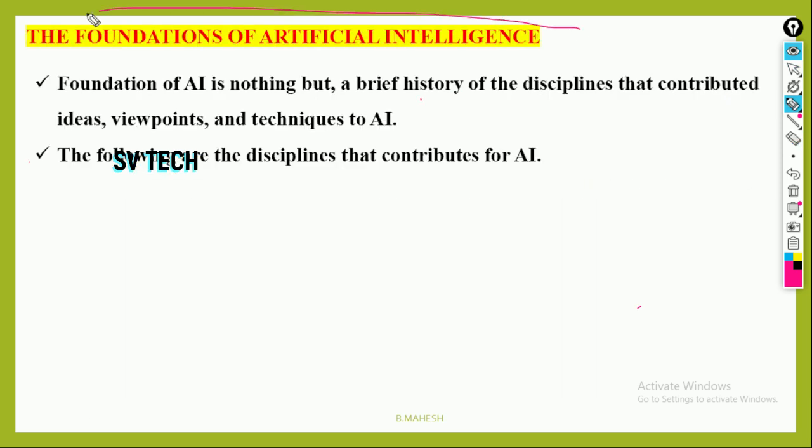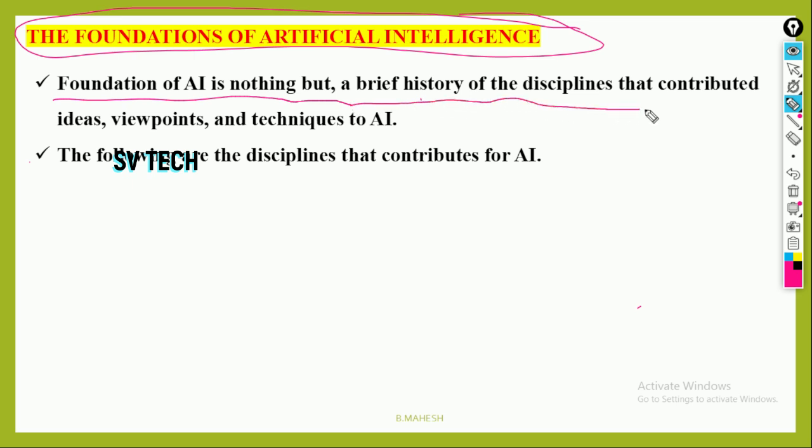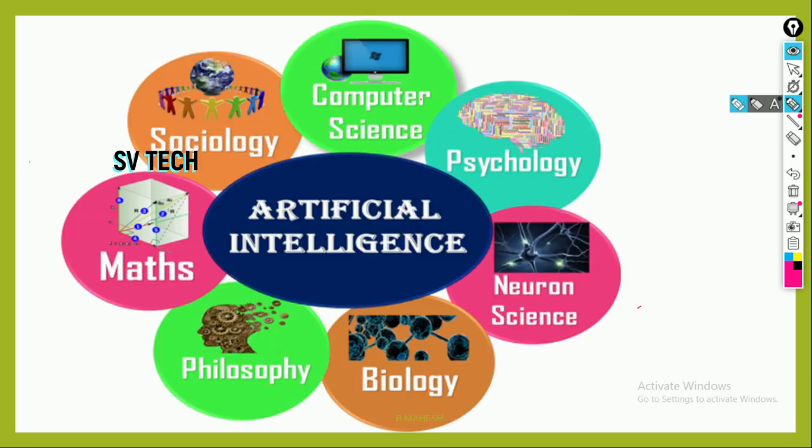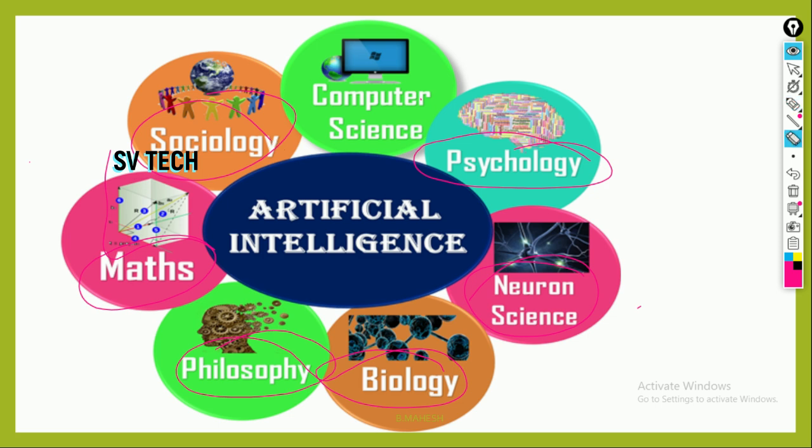Next, we are going to discuss the foundations of artificial intelligence. Foundations of AI is nothing but a brief history of the disciplines that contributed ideas, viewpoints, and techniques to AI. The following are the disciplines that contribute to AI: psychology, neuroscience, biology, philosophy, maths, sociology. So how these have impacted our AI, we will see here.